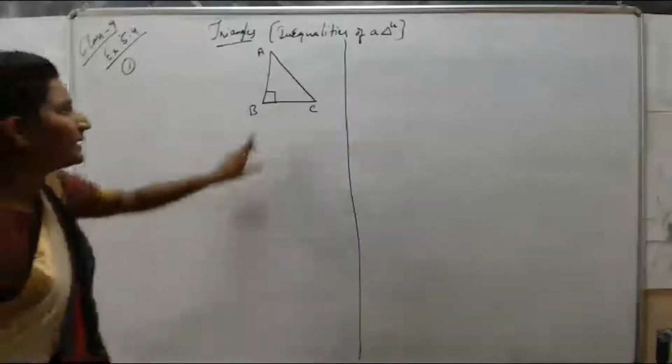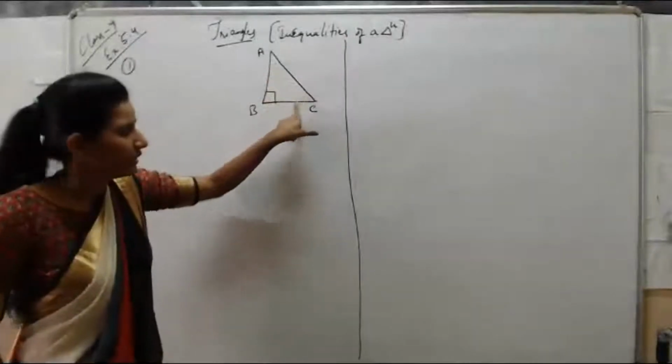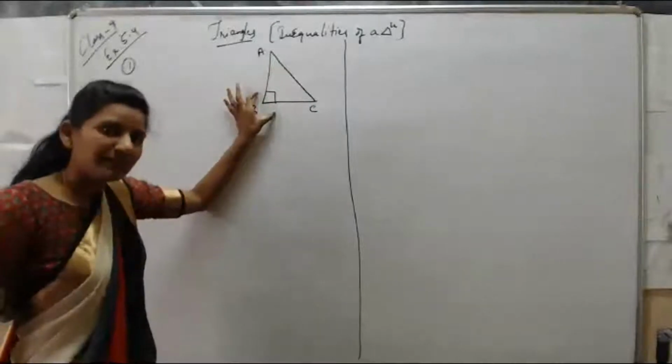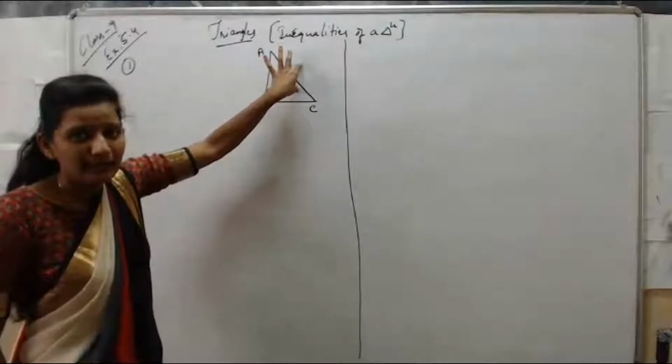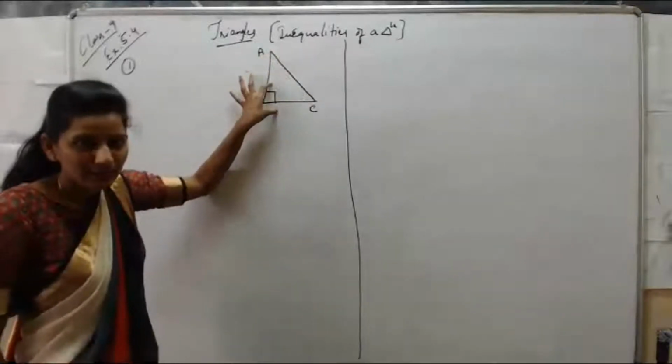Which is the greater angle here? Suppose this is 45, 45, and this will be 90. Which is the greatest angle here? B is the greatest angle. The angle opposite to AC, which is the longest side. This is the longest side, and this is the greater angle.